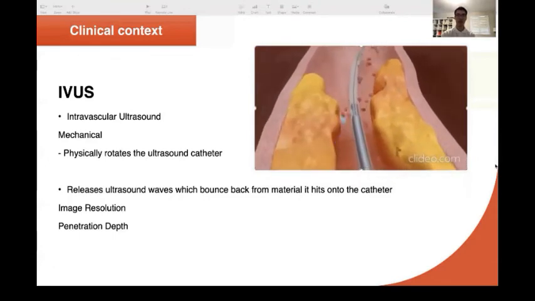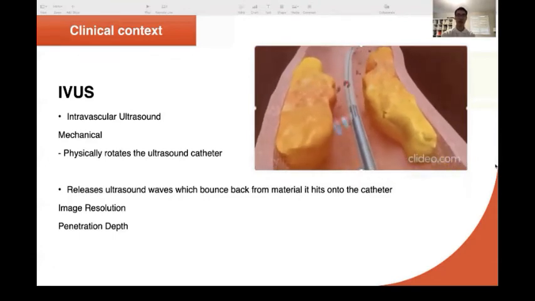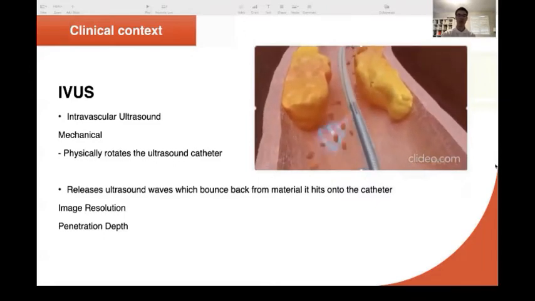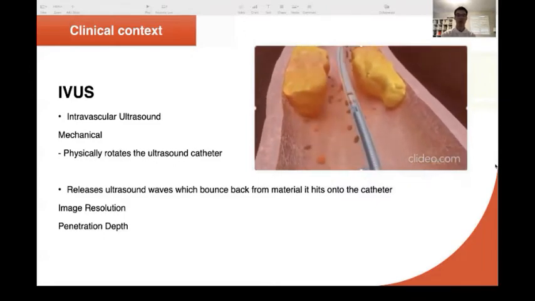So once the ultrasound bounces back from the materials, it would then be absorbed by the catheter again, which it can then send to a machine and create these images. The two main parameters that our project is looking at are the image resolutions as well as the penetration depth of these signals, which give its image qualities.